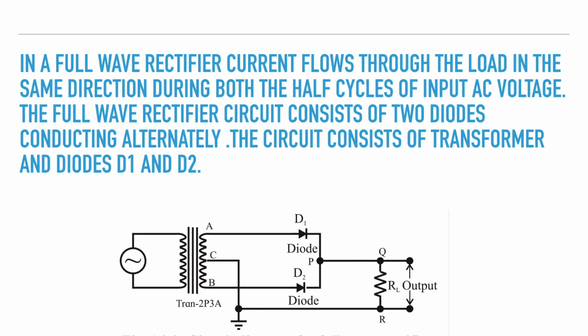Now, during negative half cycle, the diode D2 is forward biased and diode D1 is reverse biased. The current flows through diode D2, RL, and the lower half windings. This current produces DC voltage across load resistance RL. Thus, for both half cycles, current flows through RL, which is unidirectional.